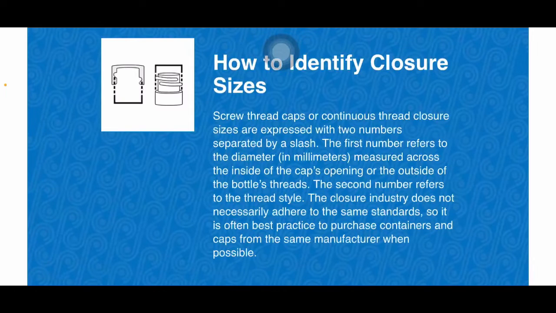But anyhow, the first number refers to the diameter in millimeters measured across the inside of the cap's opening or the outside of the bottle threads. The second number refers to the thread style. The closure industry does not necessarily adhere to the same standards, so it is often best practice to purchase containers and caps from the same manufacturer when possible.